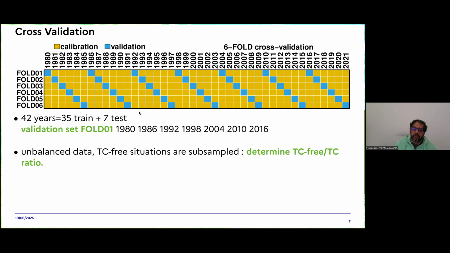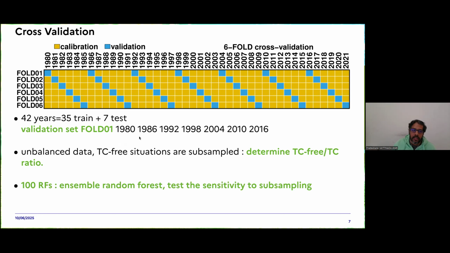I have an unbalanced data problem here. I have way more non-cyclonic, TC-free situations than TC situations. So I have to determine that ratio when I put it in the random forest. Also, to test this TC-free to TC ratio, I use an ensemble of 100 random forests to see if I have some large spread, or if it's not really a problem. The final evaluation of the tracker is based on the average probability coming from the 100 random forests.